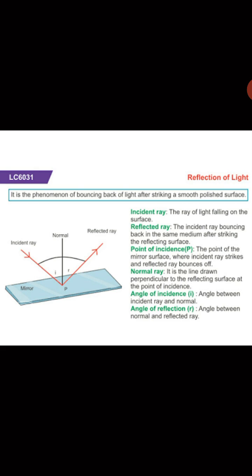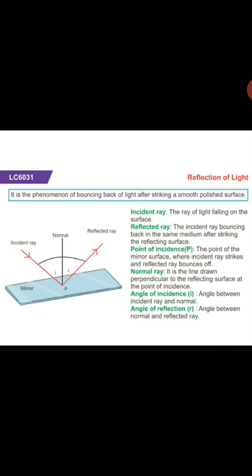Now you notice one thing here, that in reflection the light rays come back in the same medium. That means light is falling from the air, striking the plane surface, that's the mirror here, and it is getting reflected back in the air only. So the medium does not change in reflection. The light in fact bounces back in the same medium.